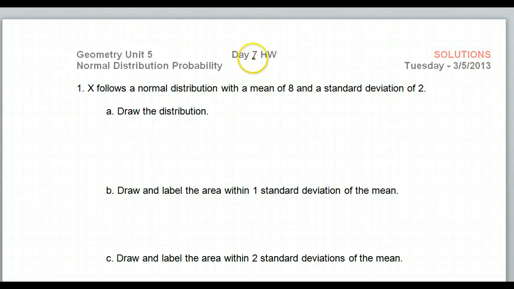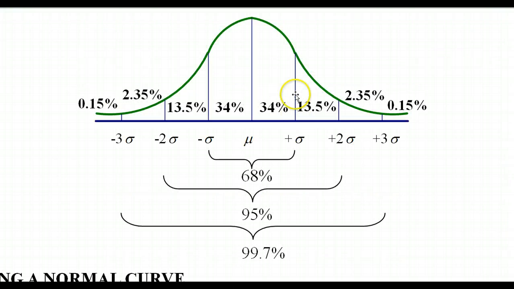This is day 7, and in this lesson we will continue our work with the normal distribution. That's also known as a bell curve, but it is a normal distribution. And we're going to be talking in terms of probability, but it's the same thing as what we've been doing with the percentages. Now, this is the key to everything.